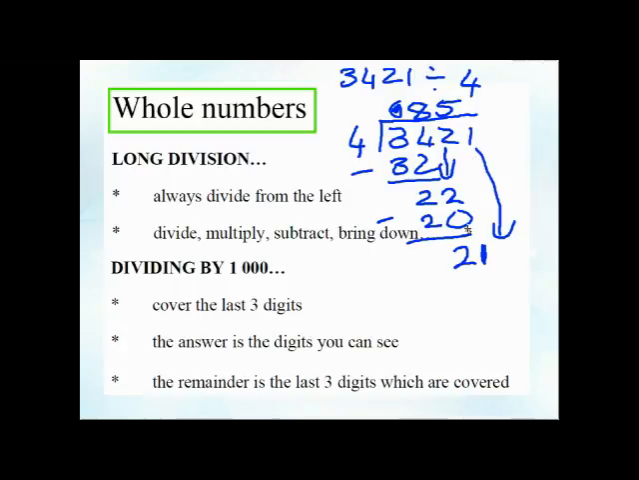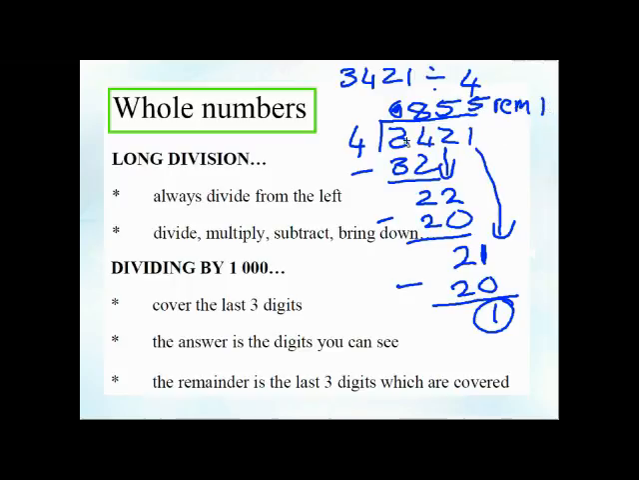We just found that 20 is a multiple of 4. So it's going to be 5 again. And then we're going to subtract them once again. And now we're going to get 1. But because we're working with whole numbers, there's going to be no decimals in anything. We're going to write the number that remains as our remainder. So we just write remainder and 1 after there. So the answer of 3421 divided by 4 will then be 855 with a remainder of 1.